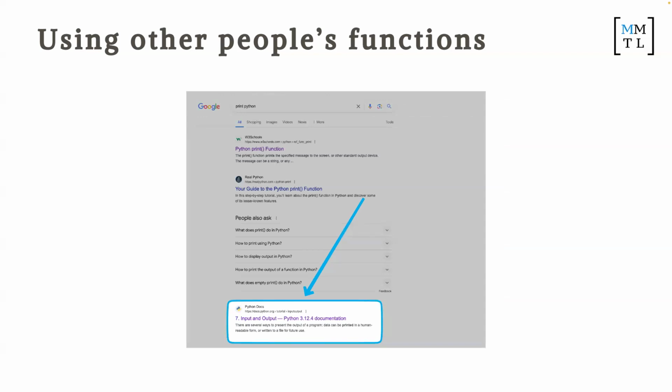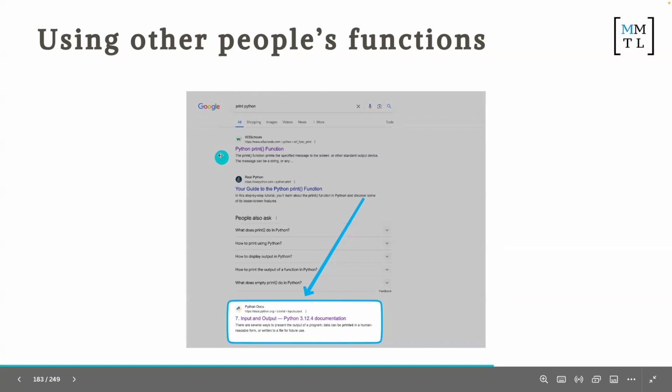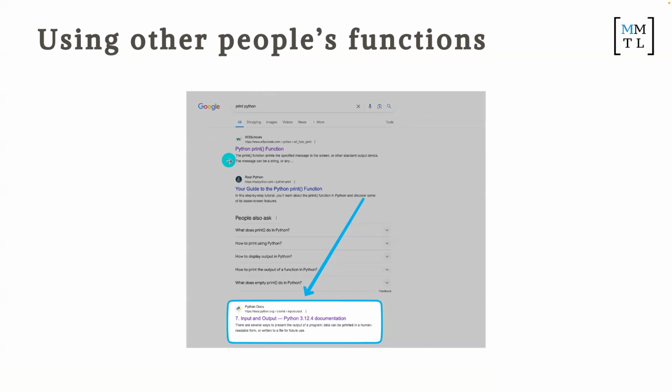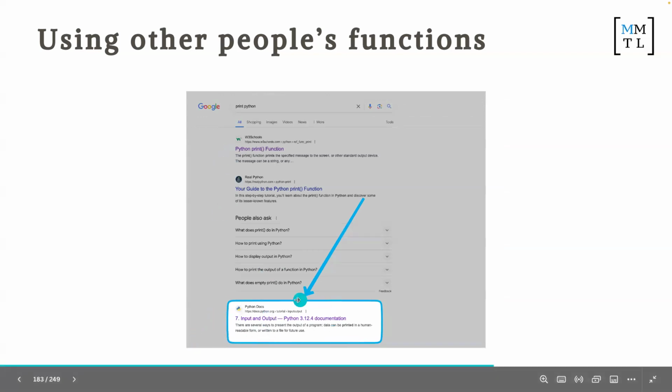So how do we use other people's functions? Say we're going to use the print function, right? It's something we're taking for granted, but there's actually a lot of things you can do with the print function. W3Schools is really good, Real Python's really good. They explain it pretty well and make it simple. But the official docs are usually the most comprehensive.